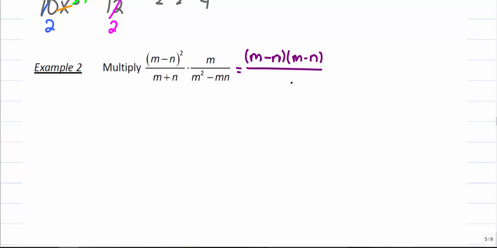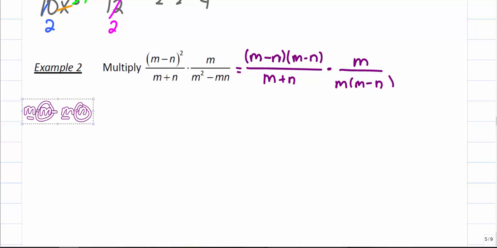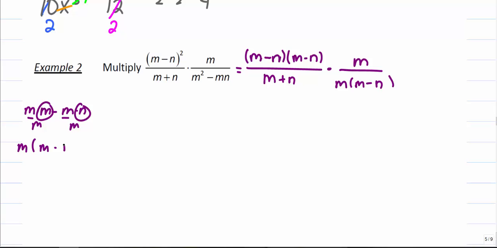I didn't really factor it. It was already factored, but I want you to see what it really is. M plus n I can't do anything with. M I can't do anything with. But m squared minus m times m, well, that's this, isn't it? Meaning there's a common factor of m, and when I remove it, I'm left with m minus n. And so that's what I'm doing here. I'm dividing out an m, which leaves me with m minus n.